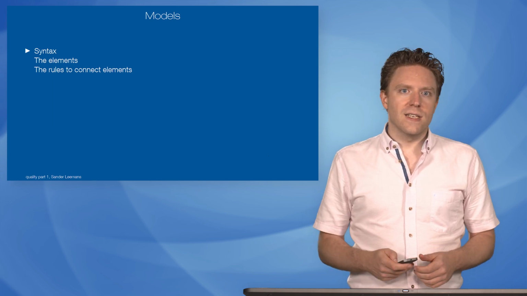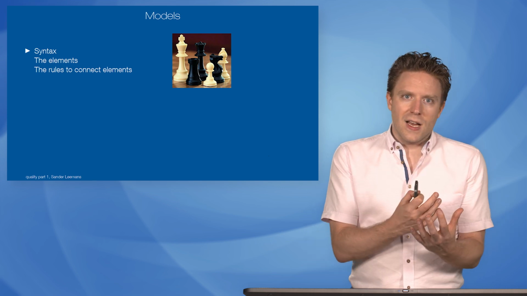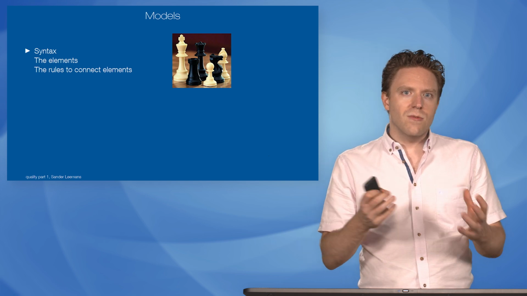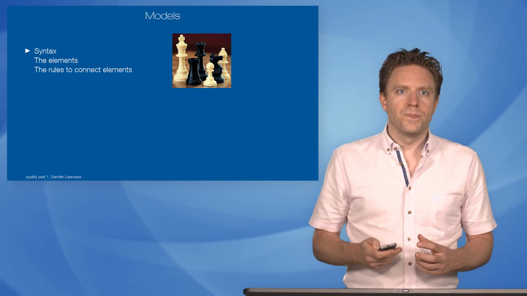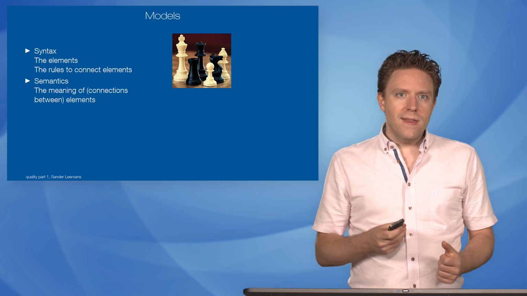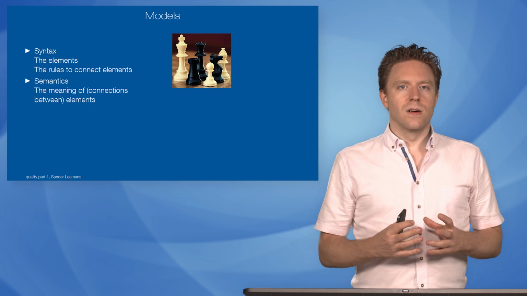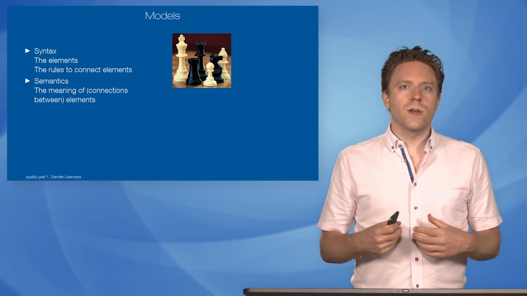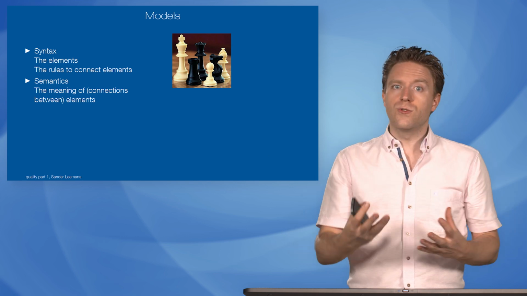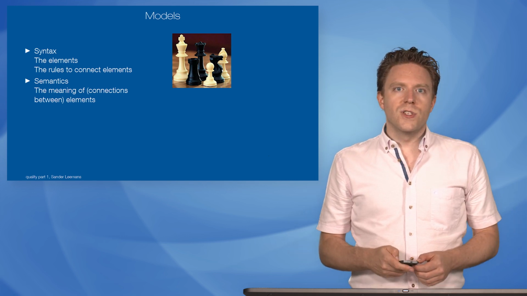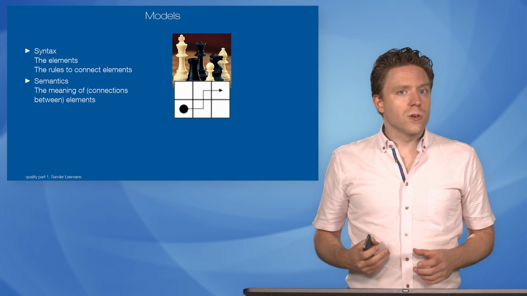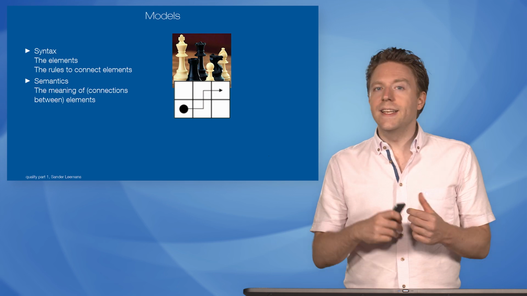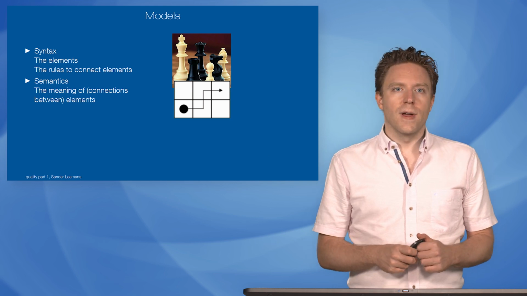So if we look at chess, then the syntax are the different pieces and how they relate to one another. The semantics are the meaning of the elements of the language. So the semantics denote what we need to know in order to interpret the model. So for chess, this would be that a horse can jump 1 forward, 1 sidewards, and 1 forward again in any direction in order to make a move.